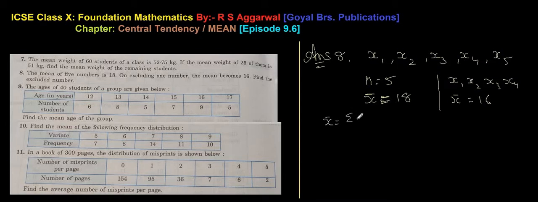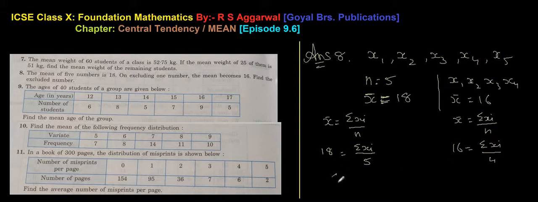So here x bar is equal to sigma xi upon n. So here 18 is equal to sigma xi upon n. We don't know sigma xi, we know x bar. n is 5. Similarly, x bar is equal to sigma xi upon n, and x bar is given as 16. Here too we don't know sigma xi. There are 4 observations, so n is equal to 4.